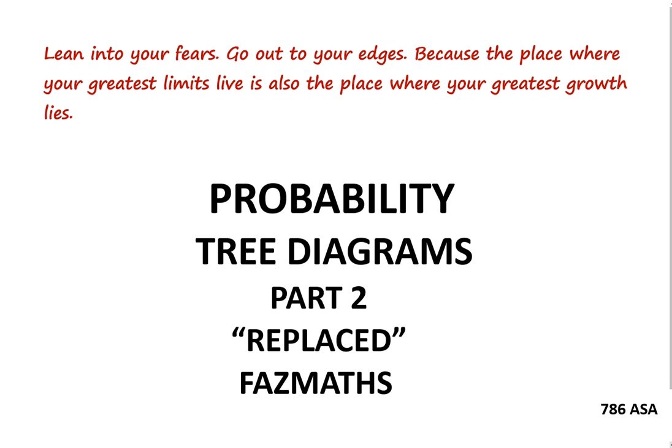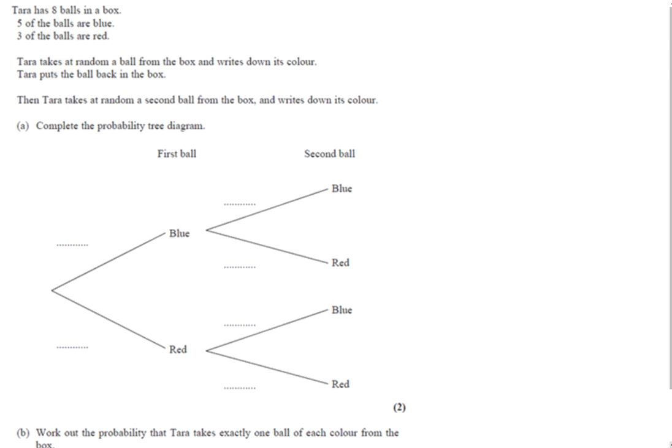Welcome to part 2. Now you've learned the basic concepts of probabilities. We'll look at questions where you pick a counter and replace it before you pick another. Okay, so the key word here is replaced. Remember, multiply the probabilities if it's followed by, and add the probabilities if it's or. Okay, let's have a look at a question.